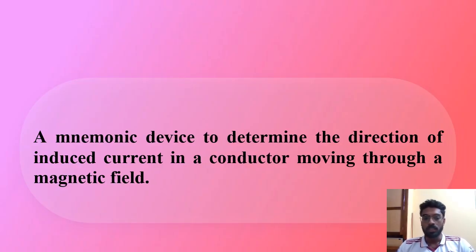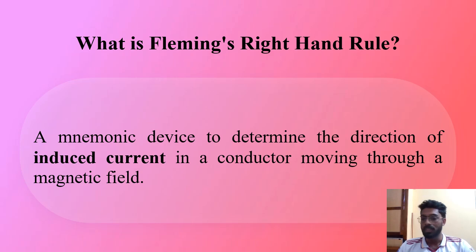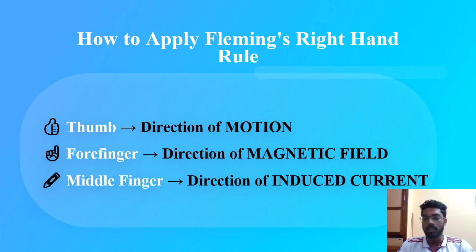First of all, what do you mean by Fleming's right-hand rule? Basically, it is a mnemonic device to determine the direction of induced current in a conductor moving through a magnetic field. We can place our fingers like this to demonstrate Fleming's right-hand rule. Clear? Now we can see how this Fleming's right hand rule is being applied.